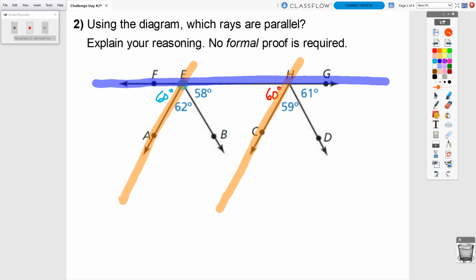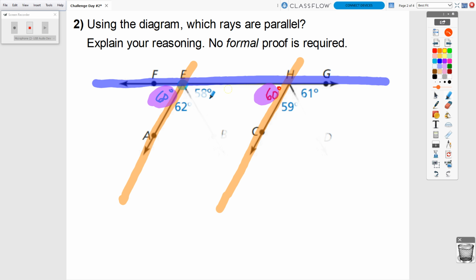And then again, for right now, you need to do some ignoring. You need to ignore this ray. So let's just ghost it out here. Let's pretend it's not even there. And really, we could do one of two things here. We could use this 60-degree angle, and we could use this 60-degree angle. And hopefully that jumps out at you as a set of corresponding angles.